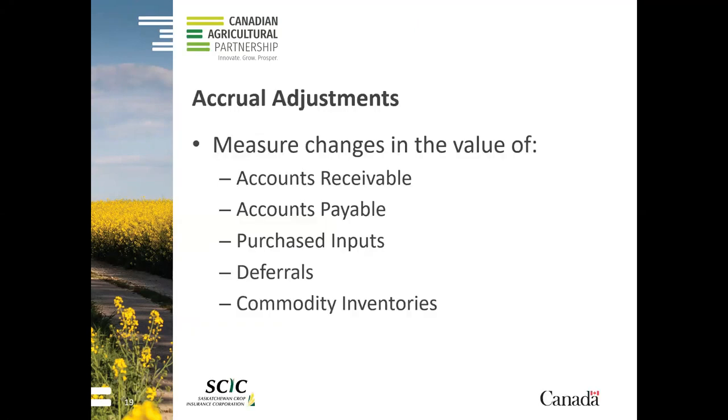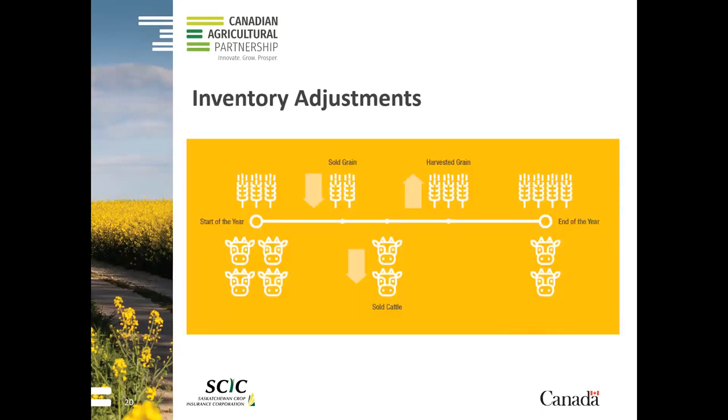When we look at the accrual adjustments, what we're looking at is we're measuring the changes in the value of your accounts receivable, accounts payable, purchased inputs, deferrals, or commodity inventories. The inventory adjustment is the difference between the value of the commodity you have on hand at the start of the fiscal year compared to what you have on hand at the end of the fiscal year. Inventory changes are valued using fair market values.